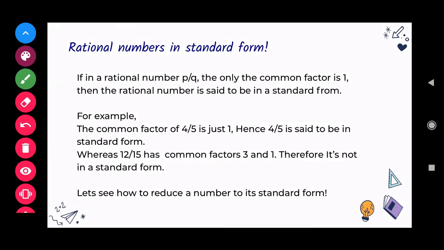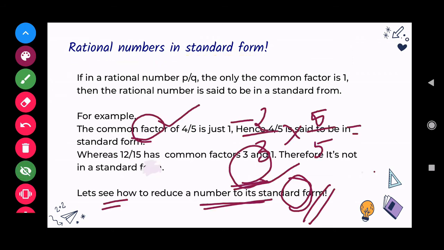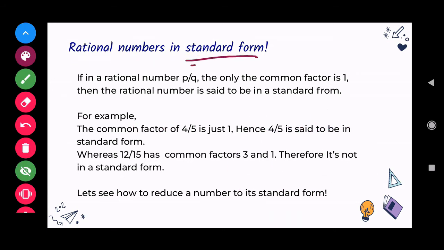Our next topic is rational numbers in standard form. So what do we mean by standard form? Standard form is nothing but the simplified form we get after reducing a rational number. In other words, a rational number p by q, where p and q are integers, is said to be in standard form when the common factor of p and q is 1.